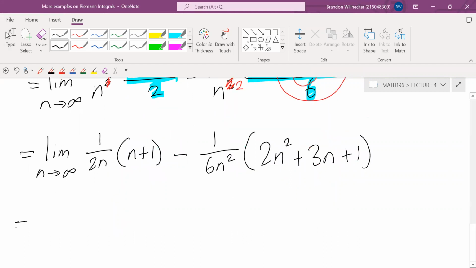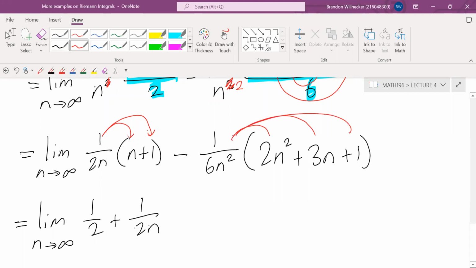So this is equal to the limit as n goes to infinity. Over here, let's just take this into the bracket. So 1 over 2n times n, that's just going to be 1 over 2. 1 over 2n times 1, that's going to be 1 over 2n. Okay, and then the next bracket, we need to distribute that 3 times.